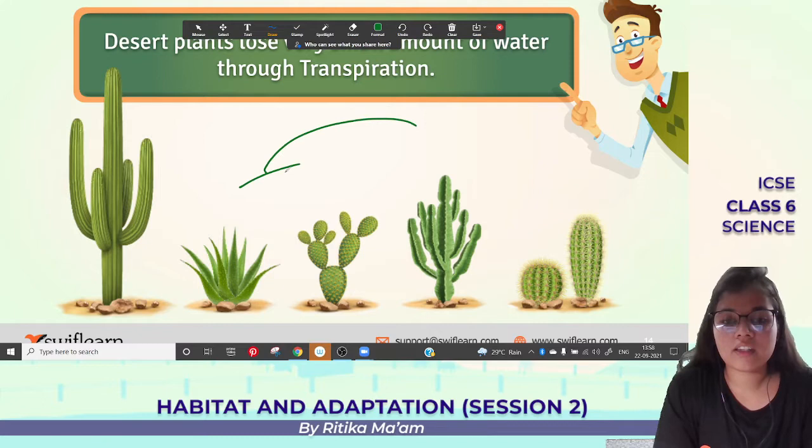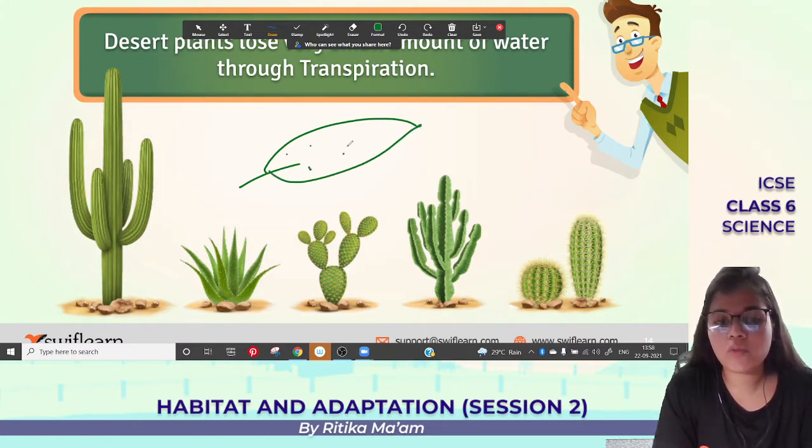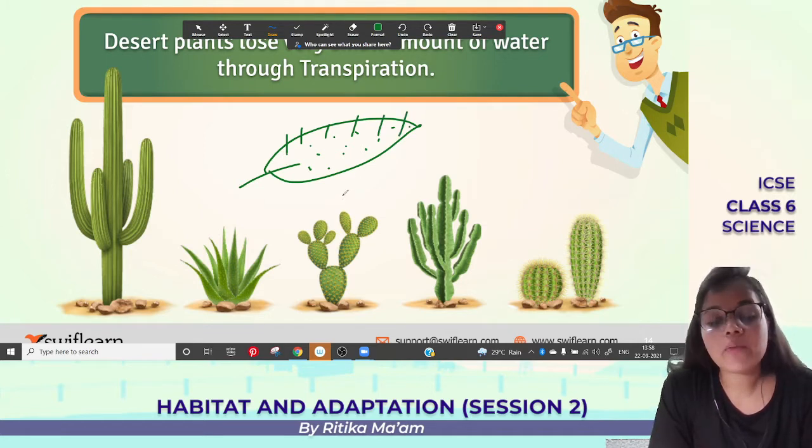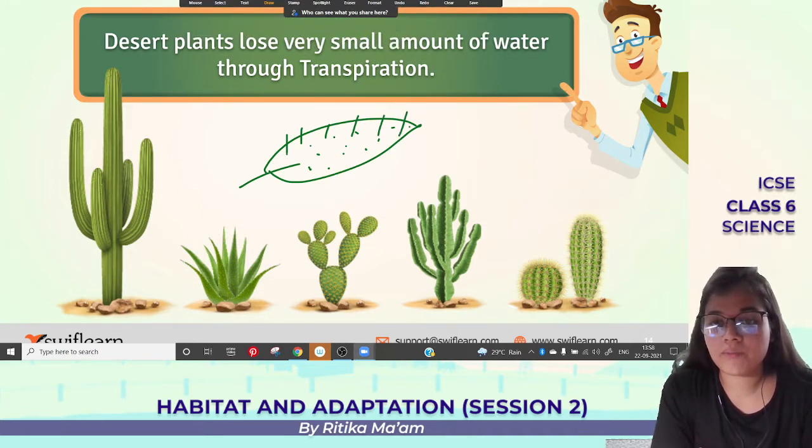So it's a leaf, right? Leaves have these small holes which are known as stomata. Now the leaves of a plant lose water from these stomata, and that process is known as transpiration. So losing water from the stomata is known as transpiration.